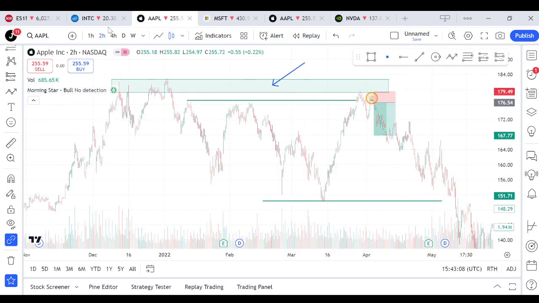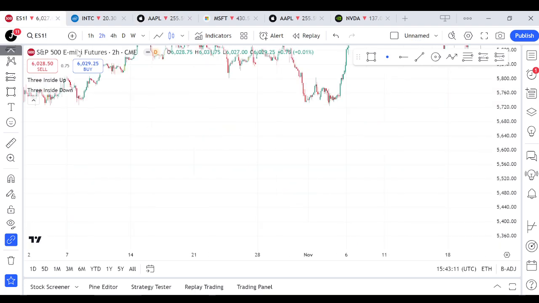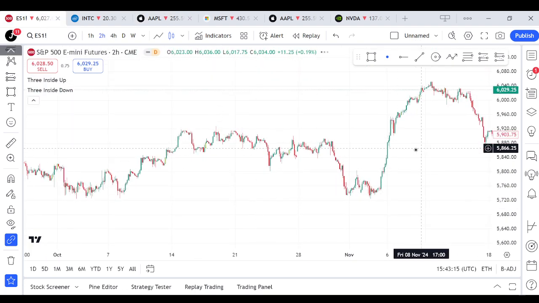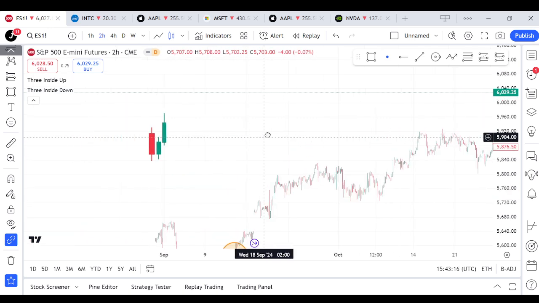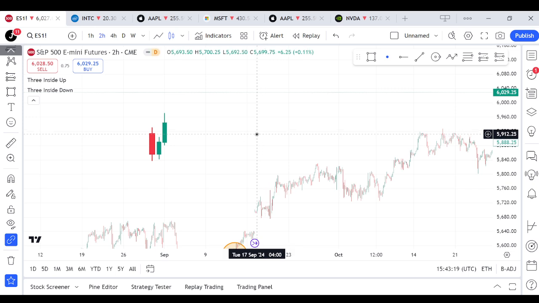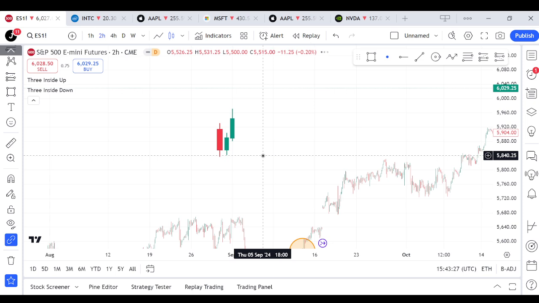So let's look at one more example before we go. So we're looking at the three inside pattern. Now this is another example of triple candlestick patterns we have out there, and we have the three inside pattern. The three inside pattern, also known as the three inside up and the three inside down, represents a sophisticated continuation or reversal pattern that begins with a harami formation and concludes with a confirming candle. This pattern offers traders a precise entry point with clearly defined risk parameters.